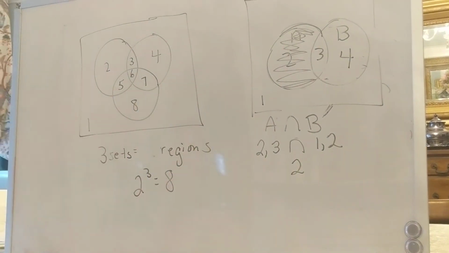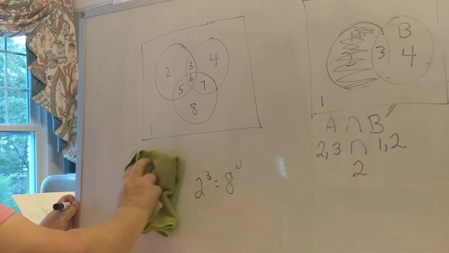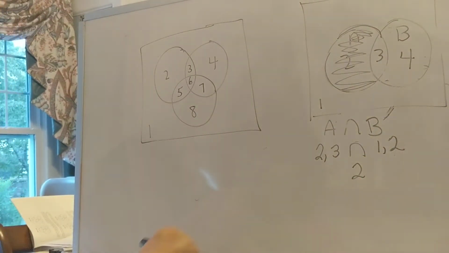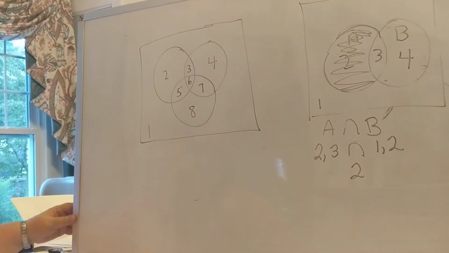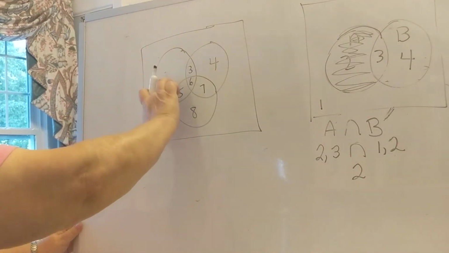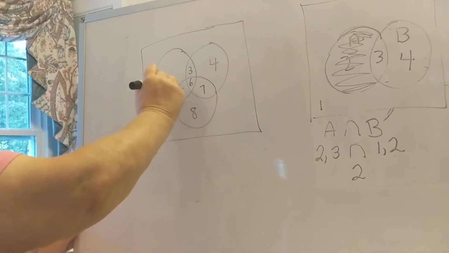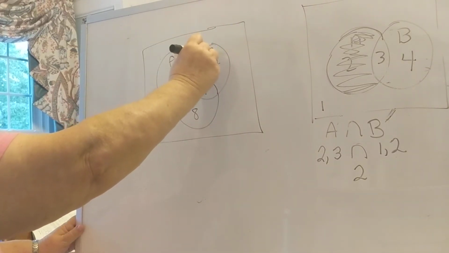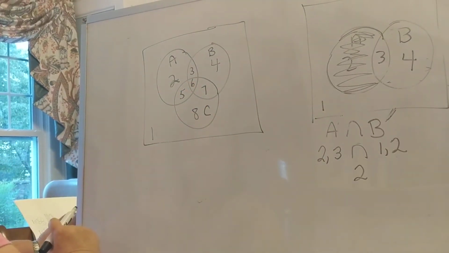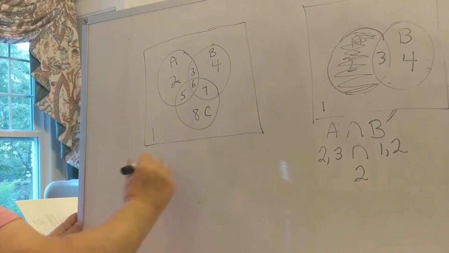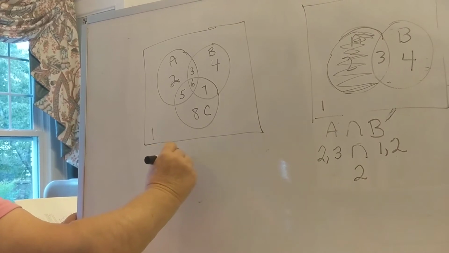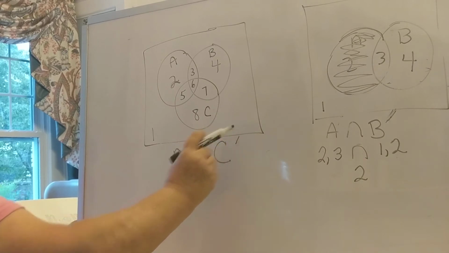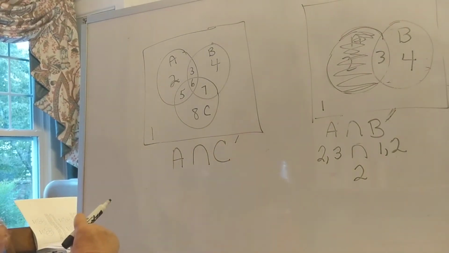Alright, now let's go to 3 regions. This is where it gets a little harder. That's why I want you to get used to doing this. Well, I can leave the numbers in. This is circle A, this is circle B, and this is circle C. Okay. If I want to do, where does A intersect things not in C? Well, I'm going to list these.